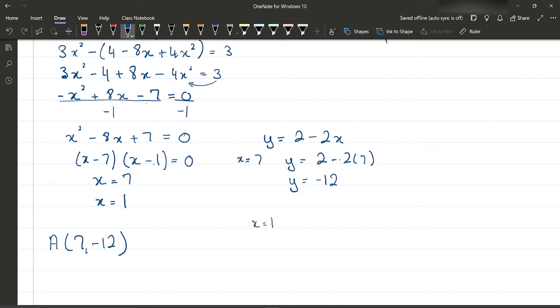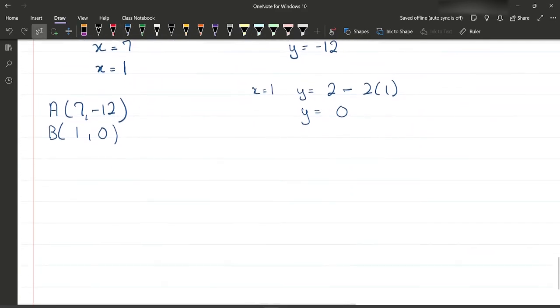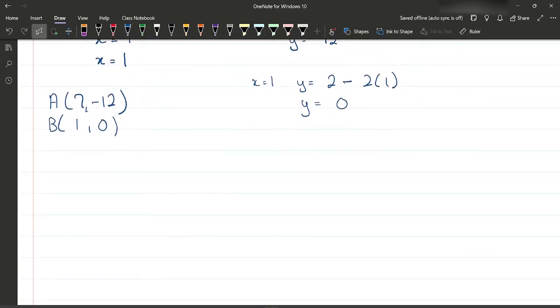So x is equal to 1 here. So y equals 2 minus 2 times 1, and that is 0. So B can now be (1, 0). It doesn't really matter which one is A and which one is B, as long as you get the answer right. That's great for us.